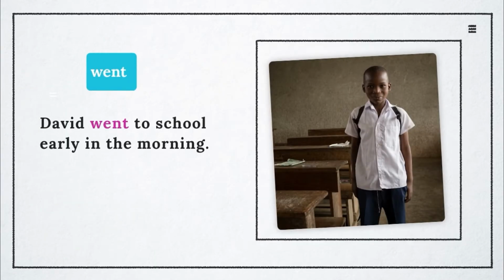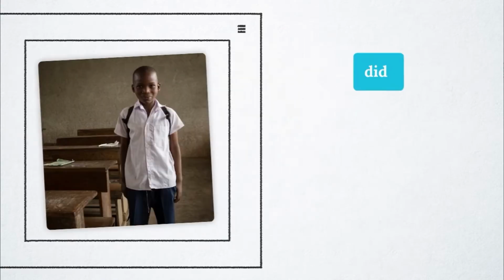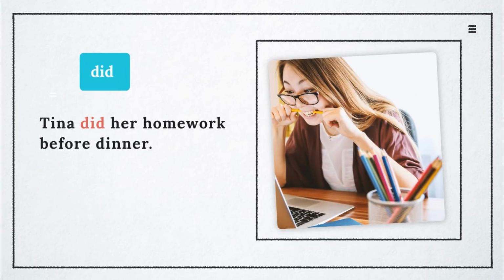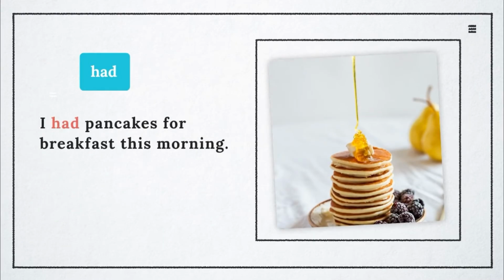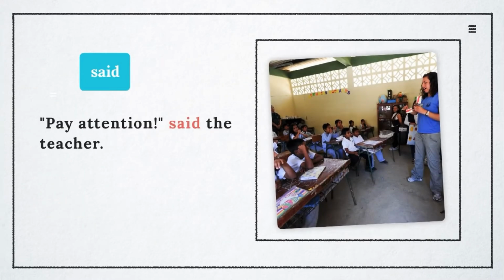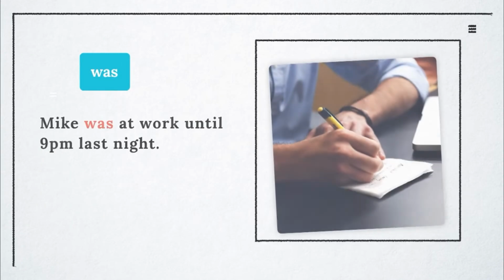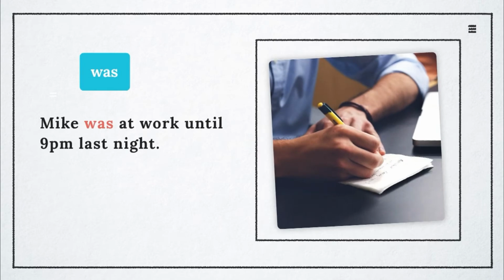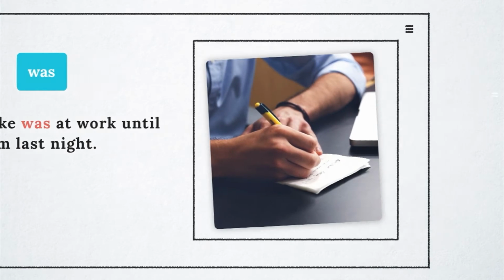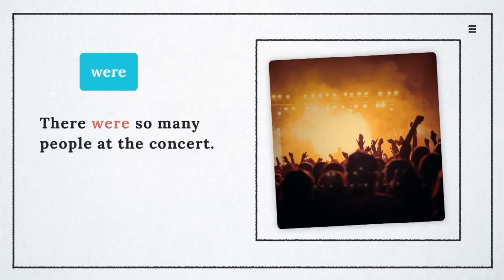Let's look at some examples on how we can use these irregular past tense verbs. David went to school early in the morning. Tina did her homework before dinner. I had pancakes for breakfast this morning. Pay attention, said the teacher. Mike was at work until 9 p.m. last night. There were so many people at the concert.